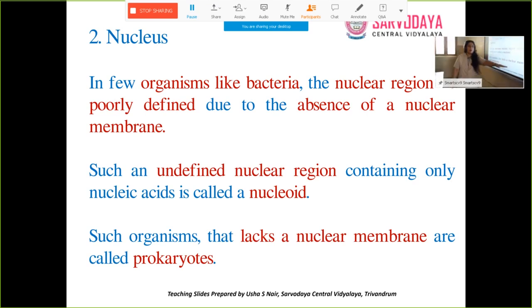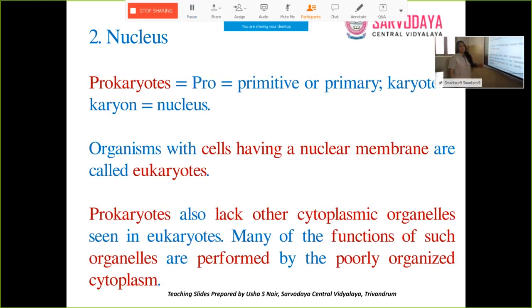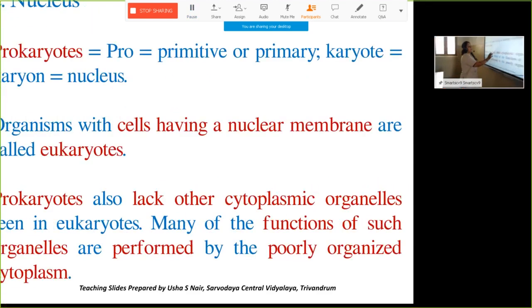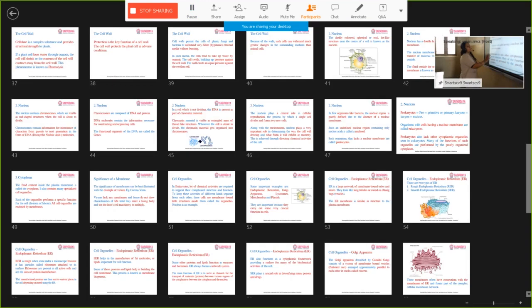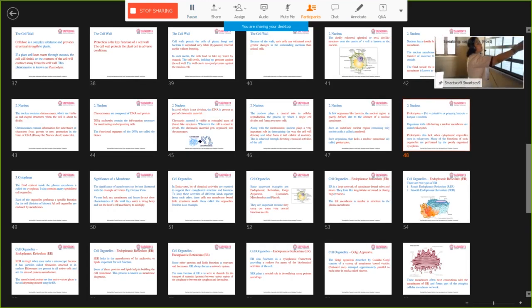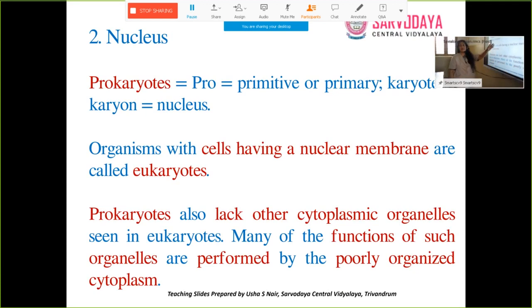So prokaryote lacks nuclear membrane. Obviously, if these organisms lack nuclear membrane, the other ones, the eukaryotes, they have nuclear membrane. Just given in a little better way: primitive or primary karyote, karyon meaning nucleus. You have to know this. Okay, it's primitive. Primitive or primary karyotes, its nucleus, karyon, nucleus.